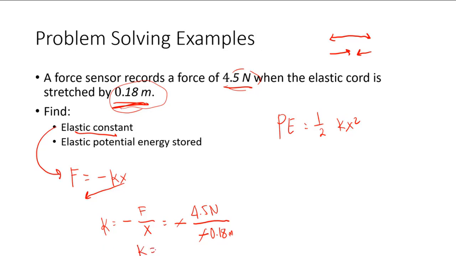This means that the elastic cord constant is equal to how much? Arceo. Okay, so the answer here is 25 newtons per meter.